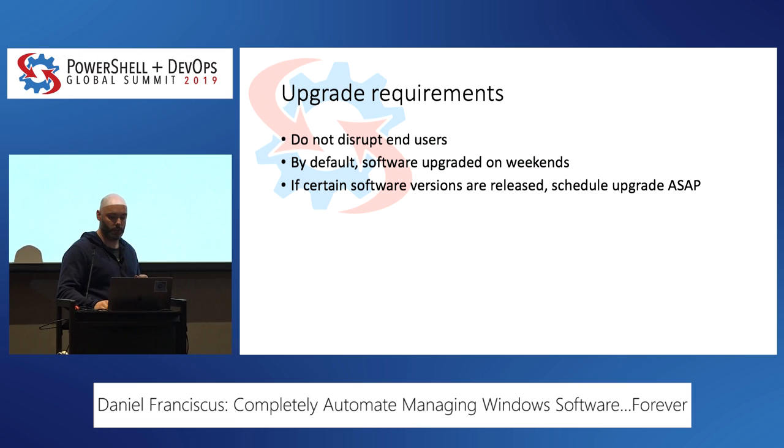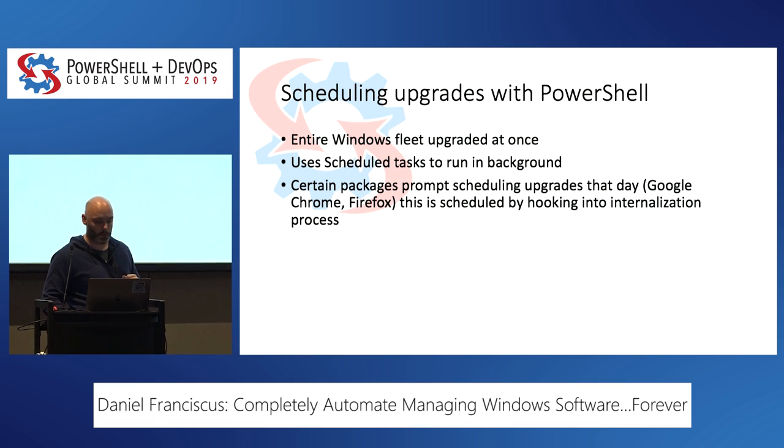So what we did was, if there's certain packages, for instance the browsers, we want to push that out right away. If there's other things that look like security, we want to push it out right away. But what we want to do is look at a list of packages and see if the internalization process has one of these, and schedule an upgrade right away. We don't have a huge fleet of Windows, so it's just one job that does an Invoke-Command and installs everything it needs to.